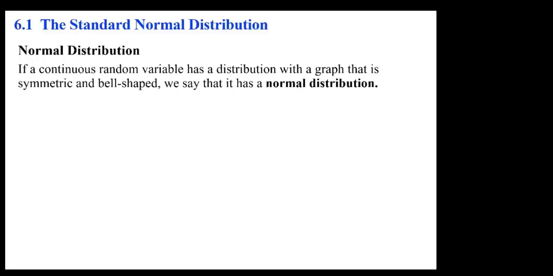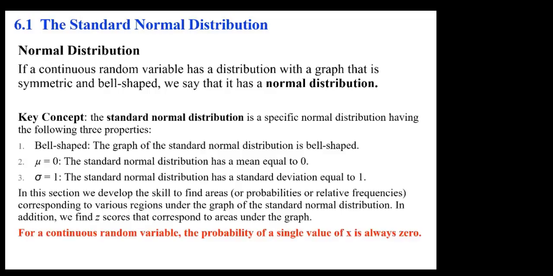Next topic is about, in essence, continuous random variables. So, the normal probability distribution, starting with the standard normal distribution. If a continuous random variable has a distribution with a graph that is symmetric and bell-shaped, we say that it has a normal distribution. Key concept: the standard normal distribution is a specific normal distribution having the following three properties.